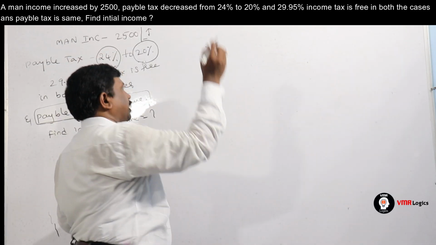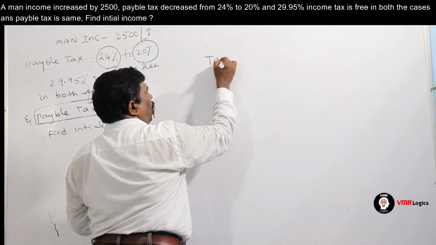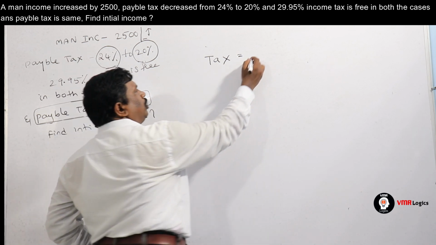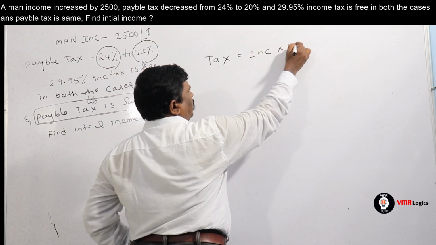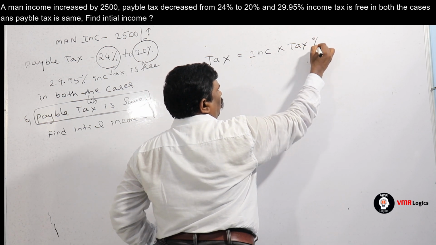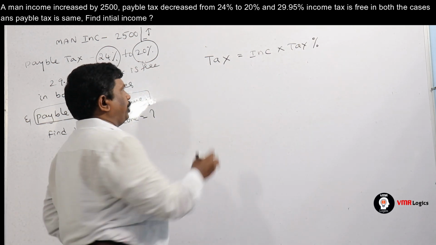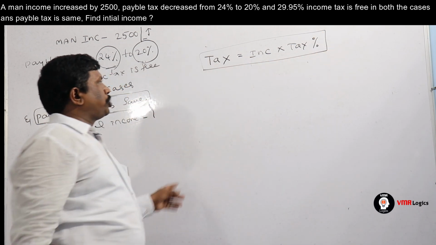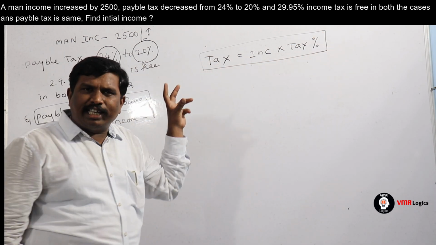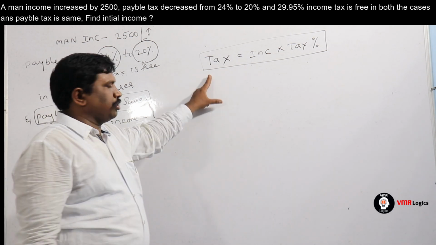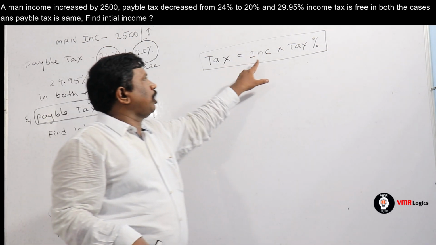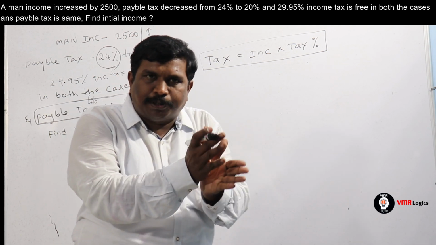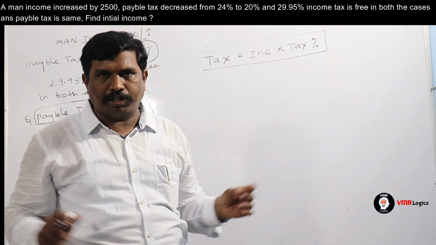Now look. How do you get payable tax? Generally tax, how do you get? Income into tax percentage will give you payable tax. So in the question, you just search for what is constant. Tax is constant. How do you get tax, all of you? Income into tax percentage. Whatever the income is, in that, what tax percent the government is charging, you calculate, that is the income tax you are paying, right?